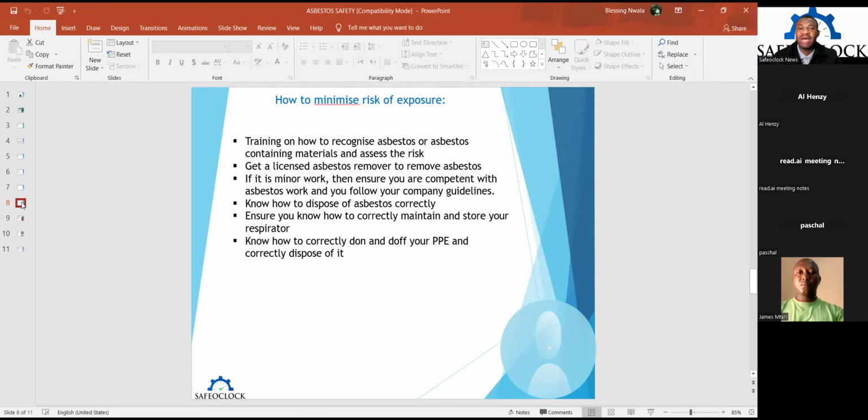So the next one is to ensure that you use correct respirators. Mr. Steven talked more about this, that you don't just use any type of respirator when being exposed to asbestos. It has to be the one that is fit and approved for exposure to asbestos. Also, you have to know how to put on the respirators and PPEs and how to remove them properly.